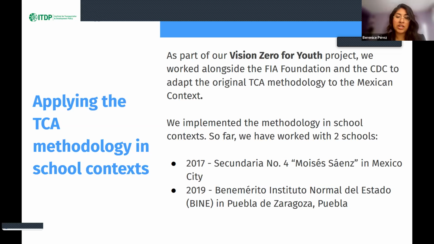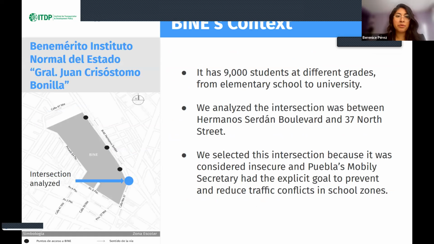And also we worked in 2019 with Puebla in the Benemérito Instituto Normal del Estado, which has different levels of grades that go from elementary school to university. In this case, I am going to focus on this Benemérito Instituto that I am going to call BINE. This school has 9,000 students at different levels, from elementary school to university.